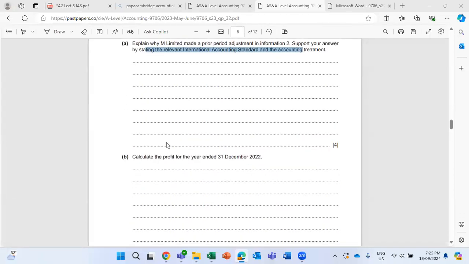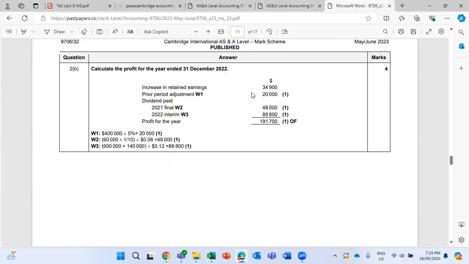Okay, so calculate the profit for the year. We use the increase in retained earnings. We start off with that, and then we include the prior period adjustment. Then we put in the dividends paid, and we get the profit for the year.